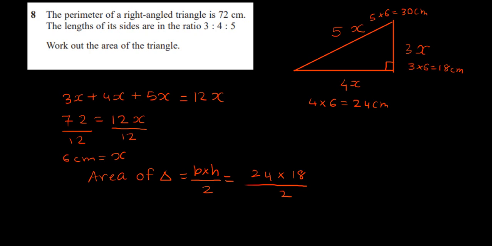Okay, so what I'm going to do is to make my life easier. I'm going to simplify this fraction. So 2 goes into 2 once, and 2 goes into 24 12 times. So I'm going to do 18 times 12. 18 times 10 is 180. 18 times 2 is 36. Add the 2 together. That's 216. So the area of the triangle is 216 centimeters squared.